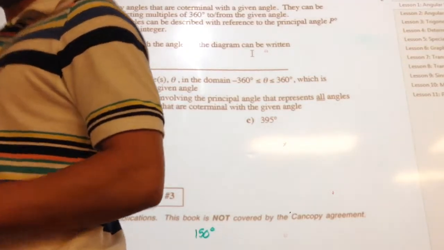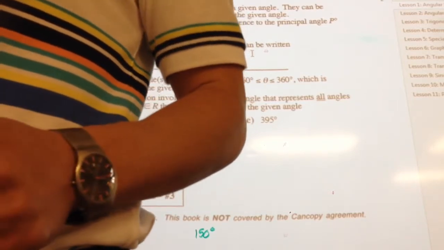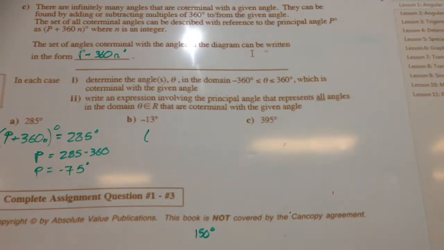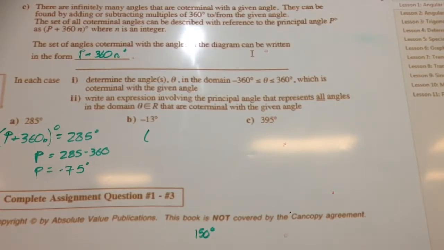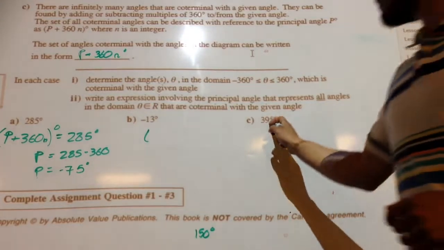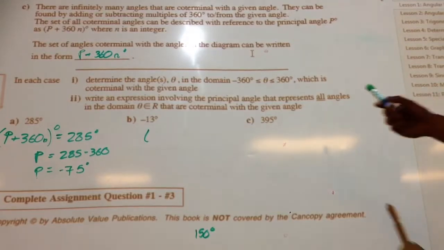So if A is positive, like 285 is positive, does that mean the principal angle is going to be 285? Yeah, except for something like 395, it's not going to be, because it's over 360. And negative angles are below 0. So these would not be our principal angles. But if it's in between 0 and 360 and positive, then it will be. And this is where the n comes in.